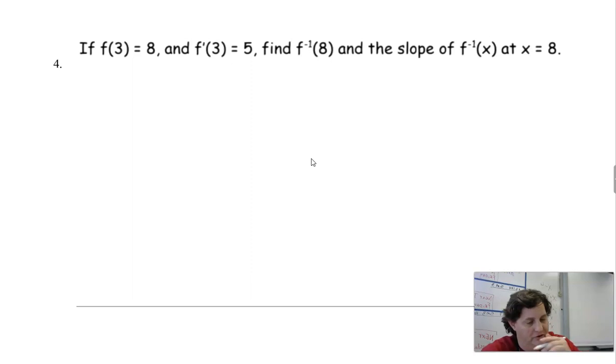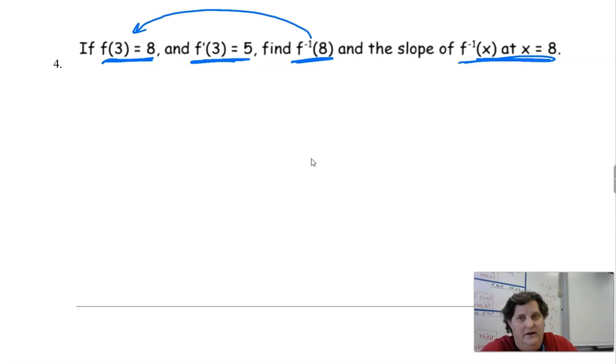This looks like an inverse question. Okay, inverse question. Tells me f of 3 is 8. F prime of 3 is 5. What's the inverse of 8 and what's the slope at x equals 8? Okay, interesting. Well, the inverse is just kind of asking this right here.